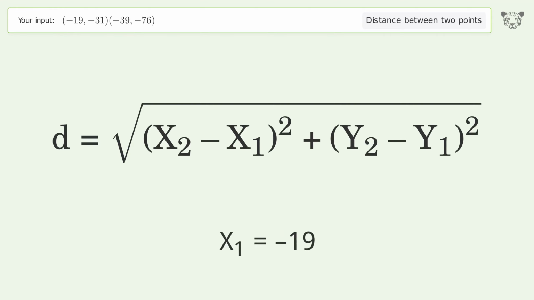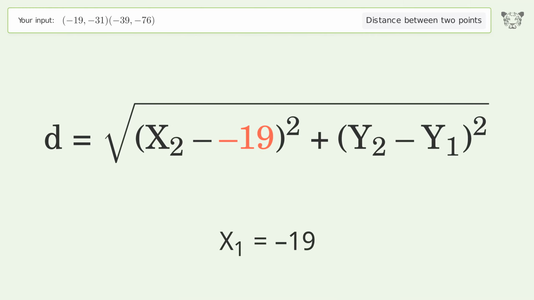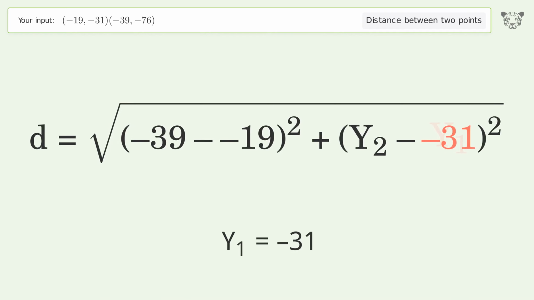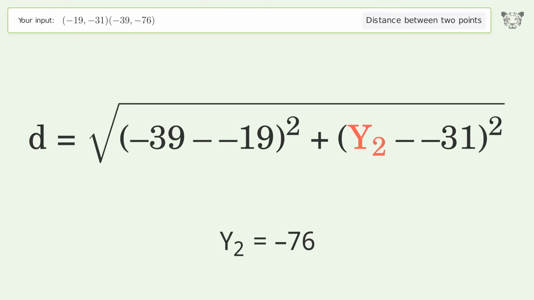x1 equals -19. x2 equals -39. y1 equals -31. y2 equals -76.